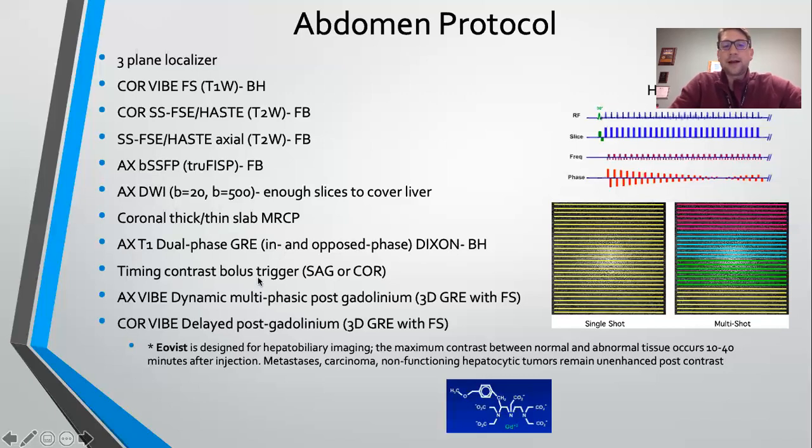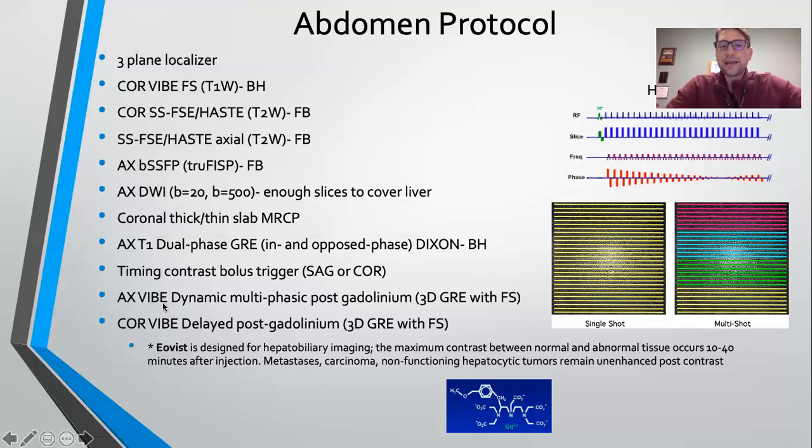Your timing contrast bolus trigger, that's your care bolus. That can be done either sagittally or coronal. I see most technologists setting it up in the coronal direction. I think that's probably the best just because you can see the contrast going through the heart before it comes down into the abdominal aorta.